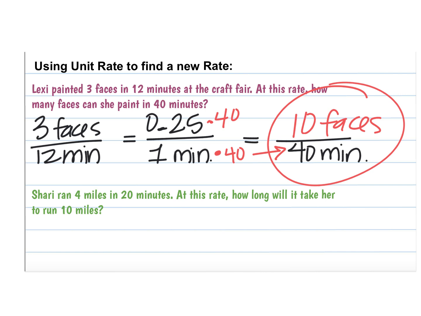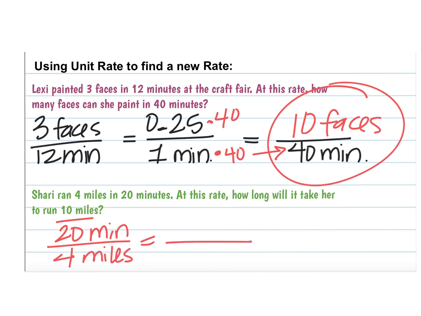Sherry ran 4 miles in 20 minutes. At this rate, how long will it take her to run 10 miles? So because we want to find that, we're going to use our unit rate for how many minutes in 1 mile. We're going to put 20 minutes in for 4 miles. We want to know how many minutes in 1 mile, and then we're going to change that to how many minutes in 10 miles.